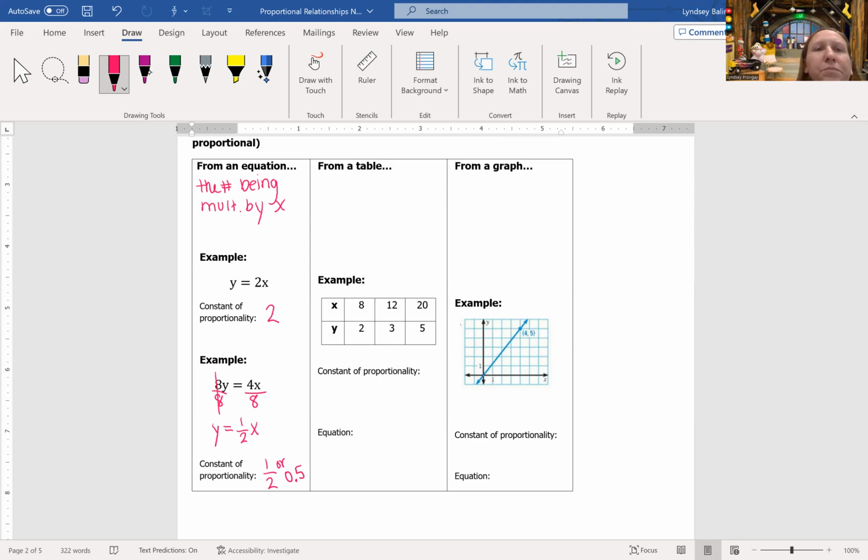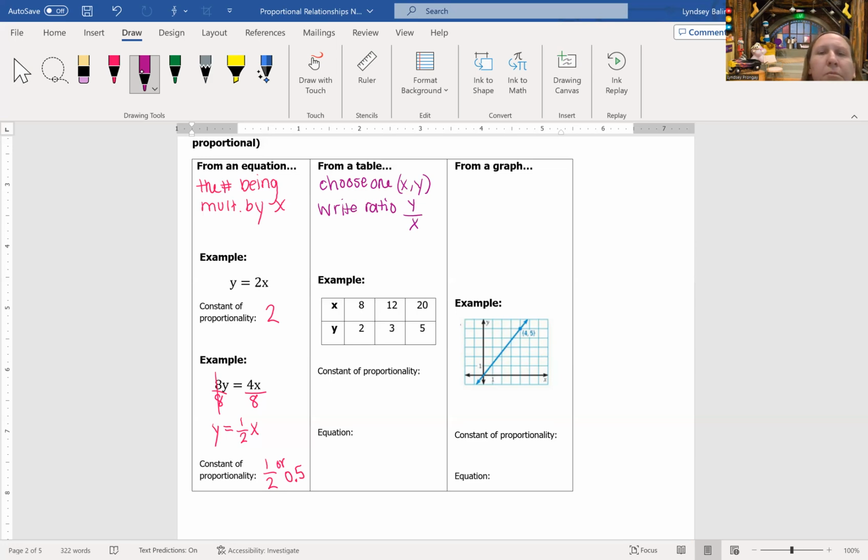Okay, from a table, we talked about setting up those ratios of y over x. Remember, at this point, we have already verified it's proportional by checking every single one, or it's saying, hey, here's a proportional relationship. What's the constant of proportionality? In this case, all you have to do is choose one x and y and write the ratio as y over x. You don't have to do every single one if you know it's proportional.